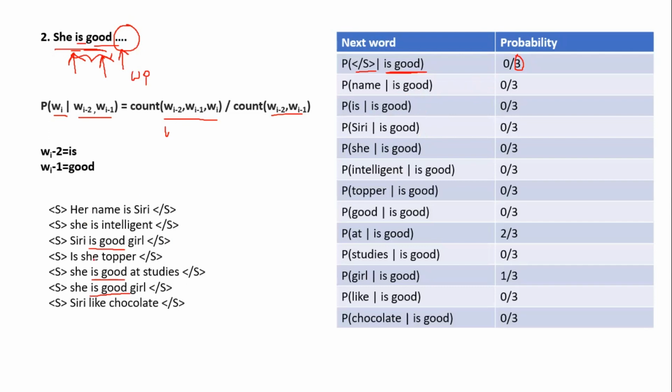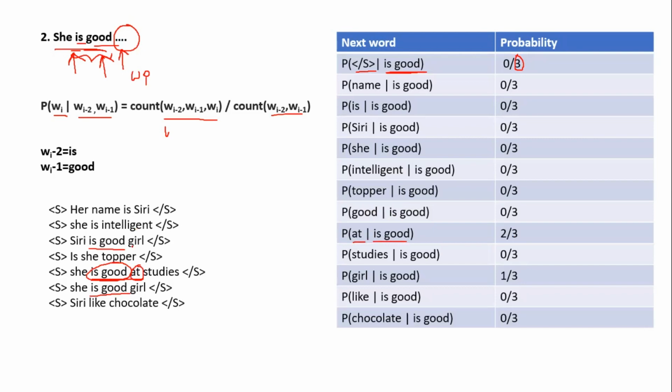Is there any sentence? No. Then "is good Siri"? No. "Is good she"? No. "Is good intelligent"? No. "Is good topper"? No. "Is good good"? No. "Is good at"? Yes, we have a sentence "is good at". So these are the previous two words and this is your next word. So here you can see that for "is good at", the probability is 2 by 3.